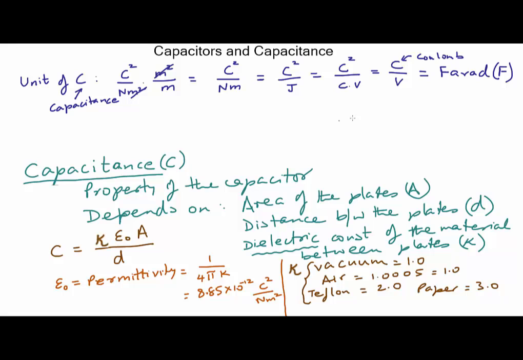And just like Coulomb was a pretty large unit, farad also ends up being a pretty large unit. So a lot of times we'll use in real life situations things like microfarads, nanofarads, and even picofarads, where microfarads is nothing but 10 to the power of negative 6 farads, nanofarads is 10 to the power of negative 9 farads, and picofarads is 10 to the power of negative 12 farads.